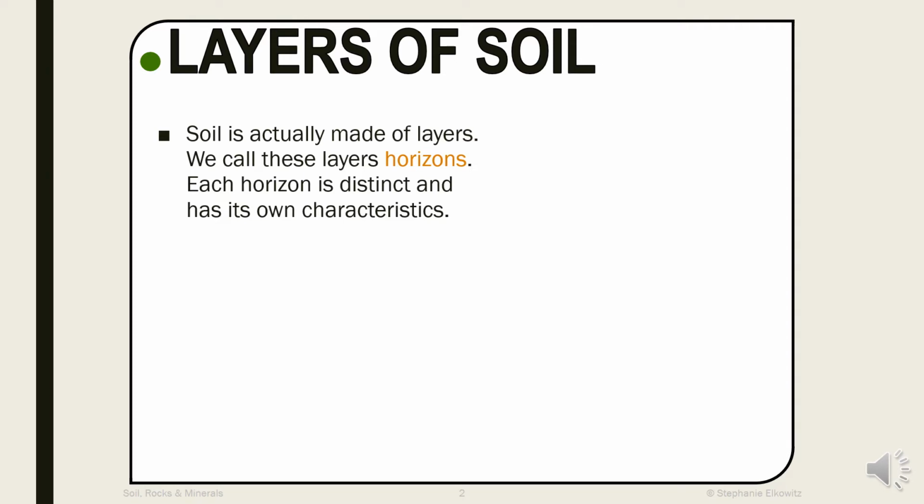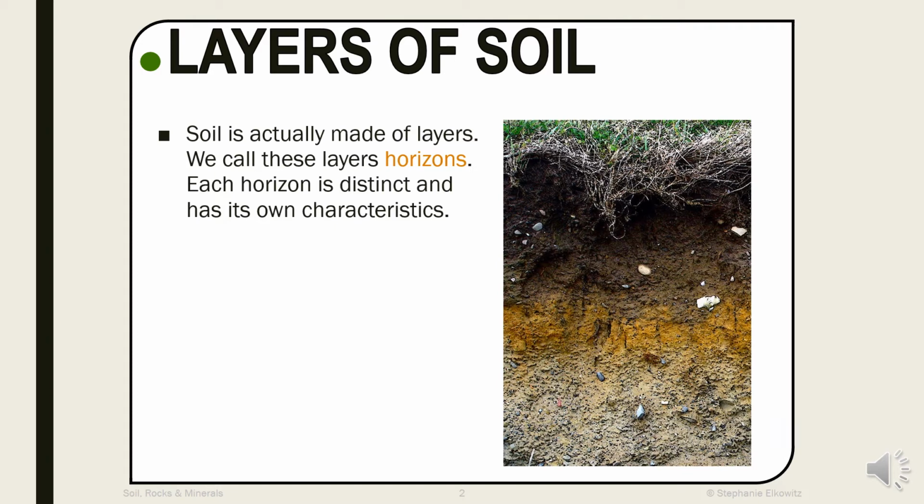Soil is actually made up of layers, and we call these layers horizons. Each horizon is distinct and has its own characteristics. If we see over the top of the soil, then we just feel like soil is just like dirt, but it is much more than this dirt. Soil is actually made up of various layers, and these layers are called soil horizons. As you can see in this diagram, a rough visual structure of the soil or the layers of the soil.